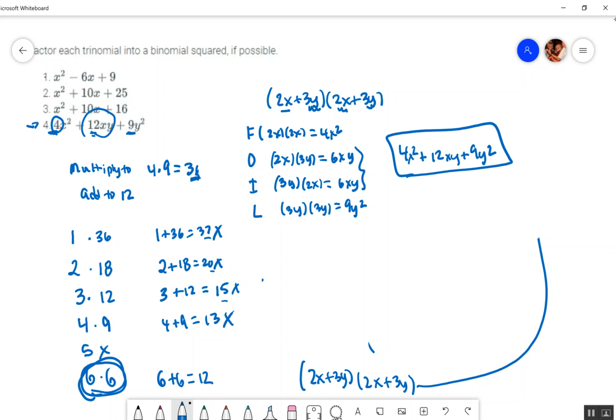You can see when I use the box method, it's really trying to recreate what that O and that I are for the FOIL method. We're trying to do that backwards. We're trying to unfoil it. But I'll stop with that. That's kind of going off on a tangent.